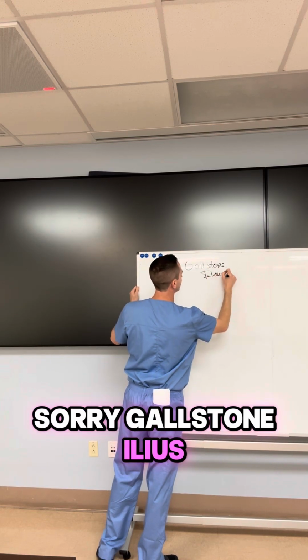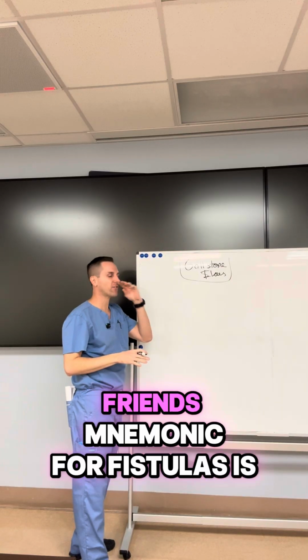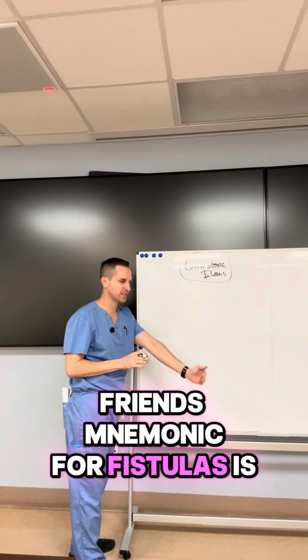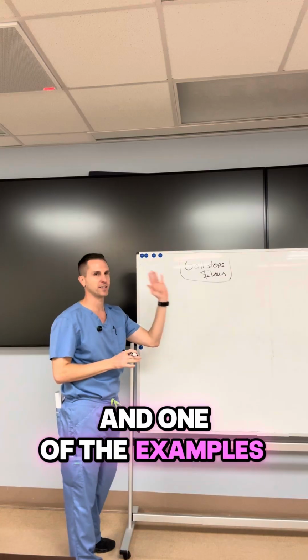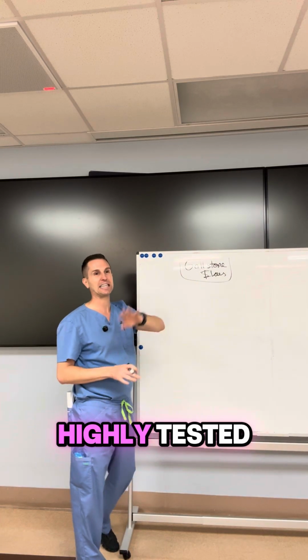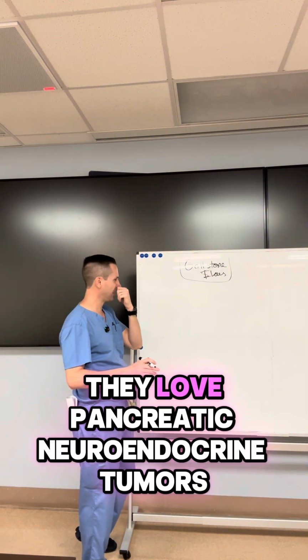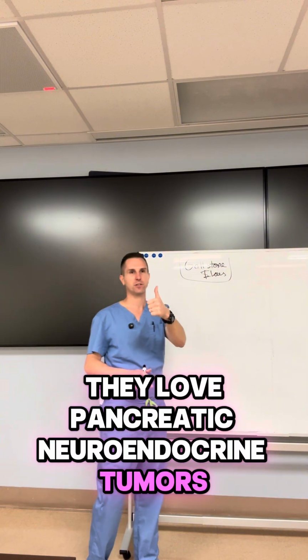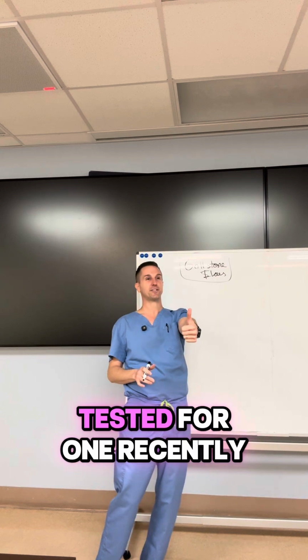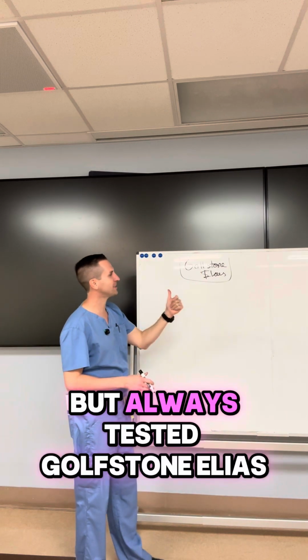Gallstone ileus. So the D in the Frenz mnemonic for fistulas is distal obstruction, and one of the examples of that would be gallstone ileus. It's one of those highly tested, rarely seen topics, which we always talk about. Pancreatic neuroendocrine tumors, never see it. We actually tested for one recently. Never see it in real life, but always tested.